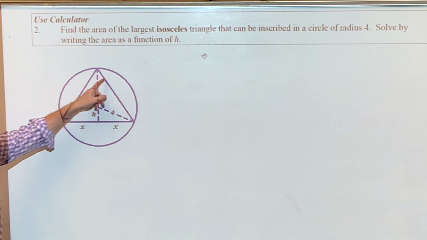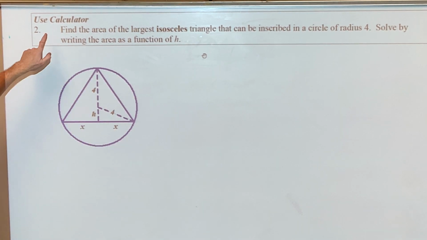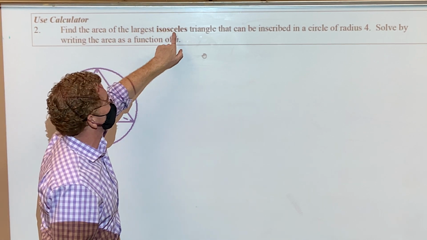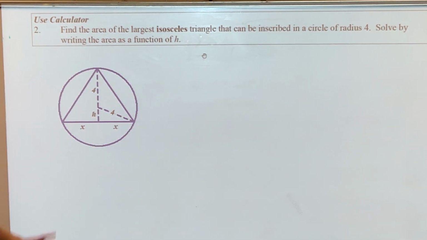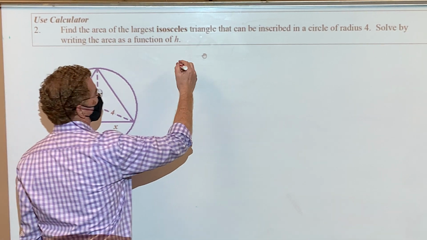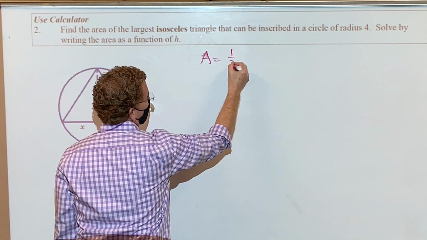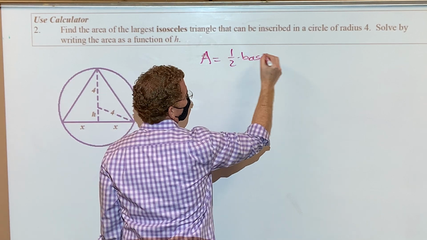So I started labeling this a little better. So here we go. Area of the largest isosceles triangle that can be inscribed in a circle of radius 4. So what am I trying to find? The area. I'm maximizing the area of the triangle. So I'm going to start with area equals 1/2 base times height.